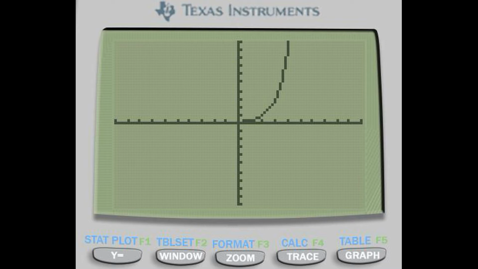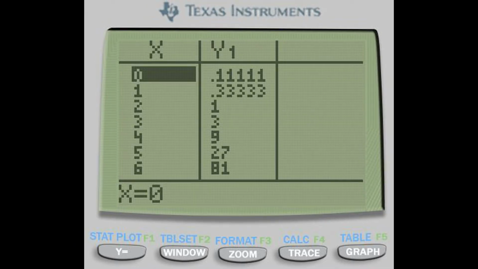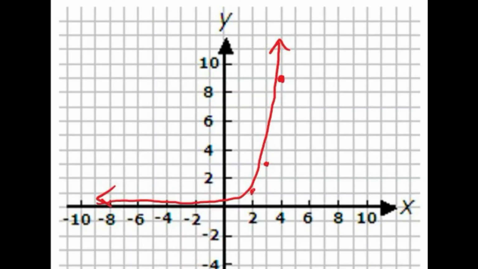So what I also did is I went into the table menu, which is, what button is it? It's second graph. It's above the graph button. And what that does is it gives you values so that you can actually plot this on actual graph paper. So as you can see from these X and Y's on this chart, I was able to get some nice points, and I put those on my graph here, and I'm good to go.